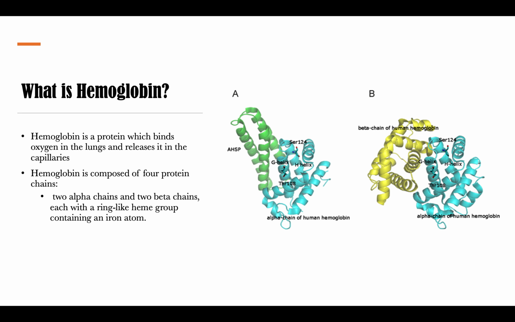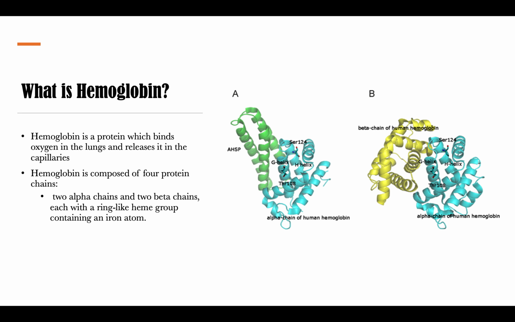Hemoglobin is composed of four main protein chains, two being alpha chains and the other two being the beta chains. And they each contain a ring-like heme group containing an iron atom. Oxygen also binds reversibly to these iron atoms and is transported through blood.